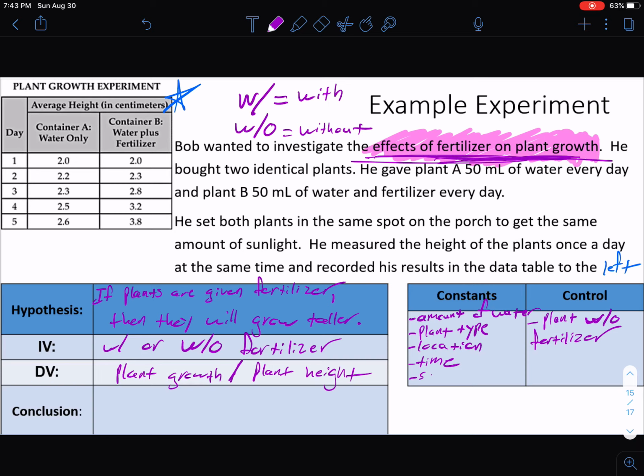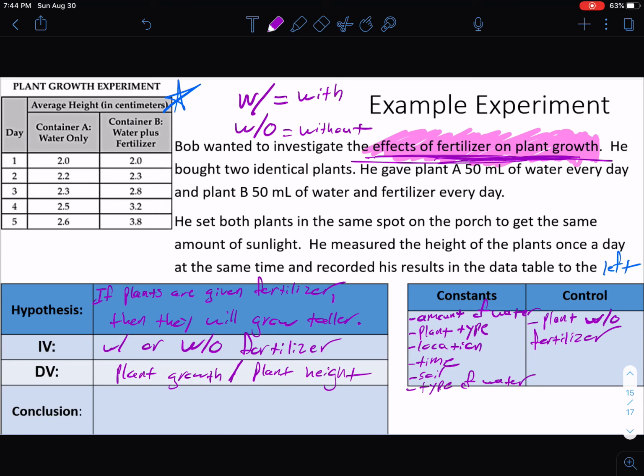And you could go through and say there's more constants. You could say that there could probably be the soil. You could say, let's say, the type of water. So he doesn't give one plant spring water, another one tap water. All of those could be constants. And as you keep going through this, you could probably have even more nitty-gritty constants in here.